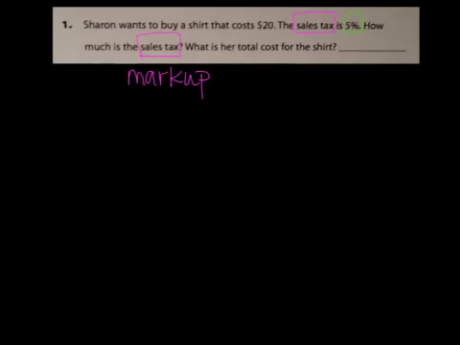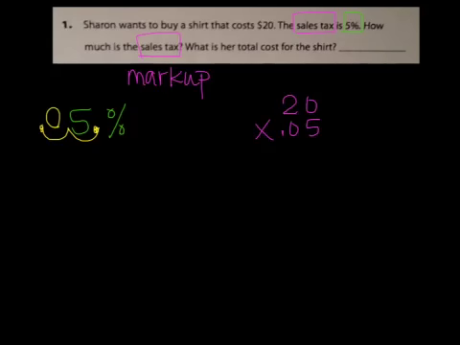I'm going to start with the percent. I'm going to make it a decimal using our DP method. 5 does not have a decimal in it, so I'm going to put it at the end. Then I'm going to back up 2 times. So my decimal is 0.05. I'm going to take the original amount, which was $20. I'm going to multiply it by 0.05. Put in my placeholder 0.